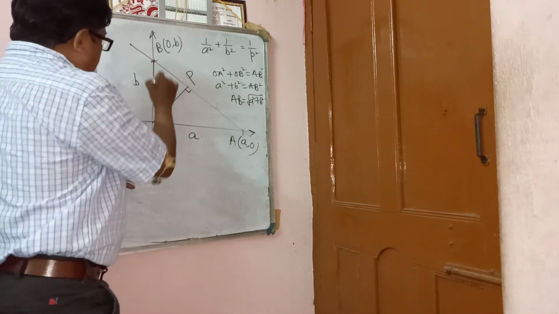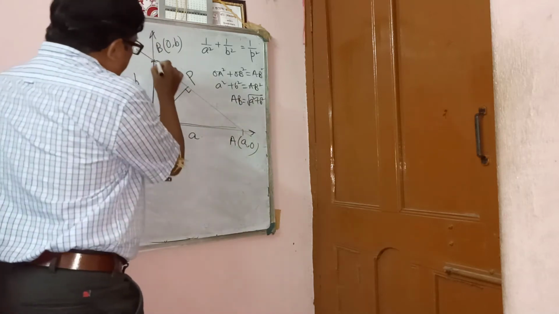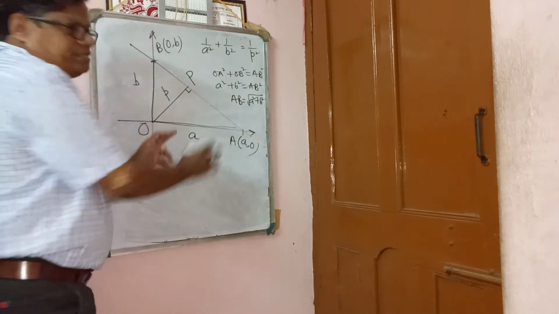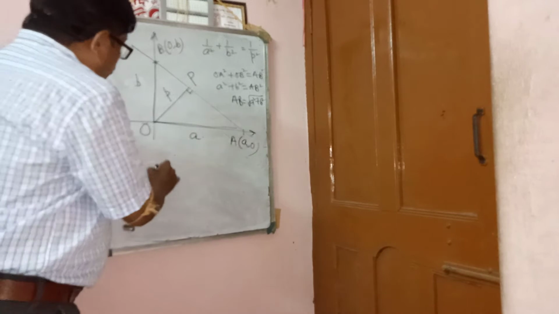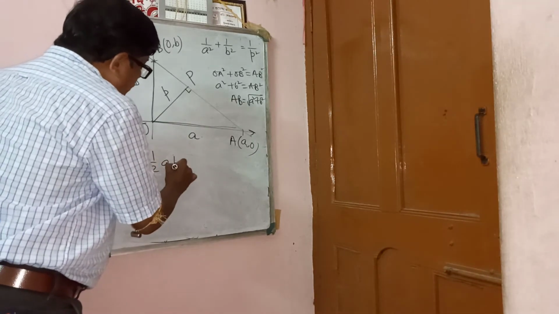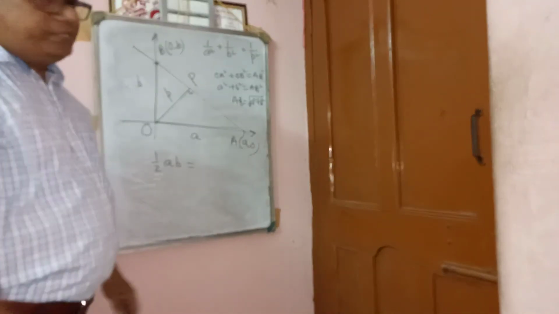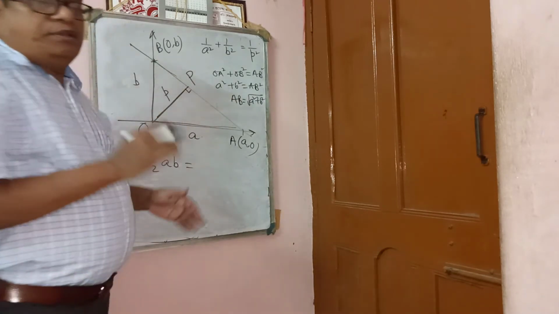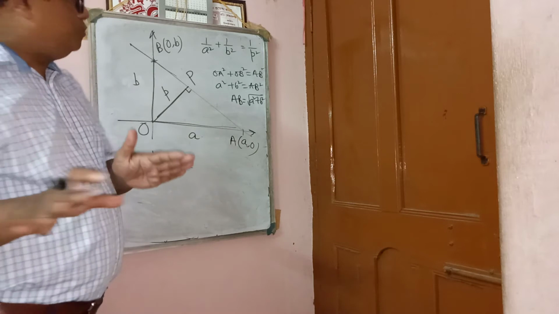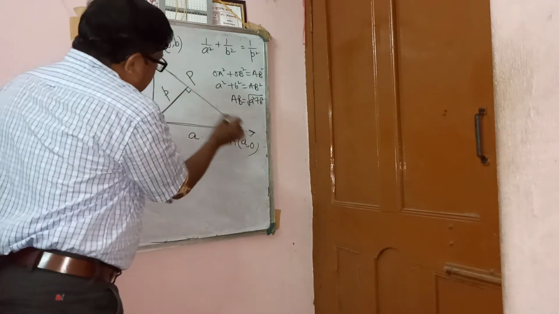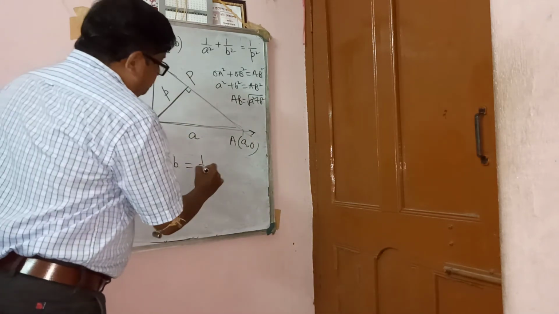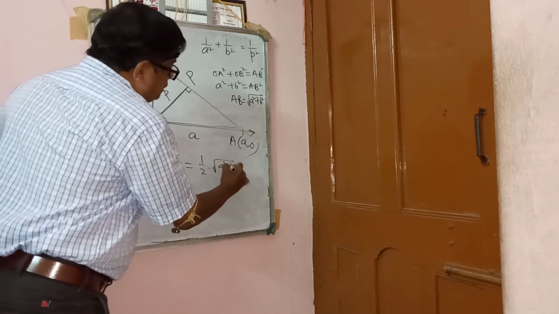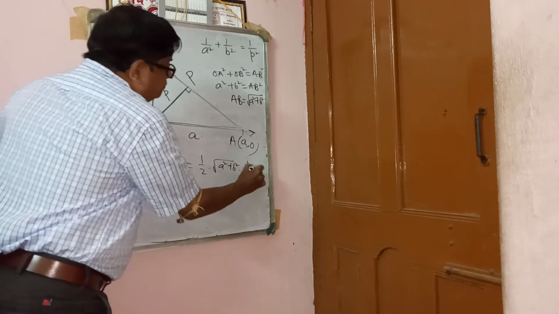First one, this triangle: we have considered this is the base and this is the height, so area is half base into height. We can write it again. This perpendicular is given too. Perpendicular means height also, altitude also. So if we consider this as the base, the area of the triangle is half, base is root of a square plus b square, into height p.